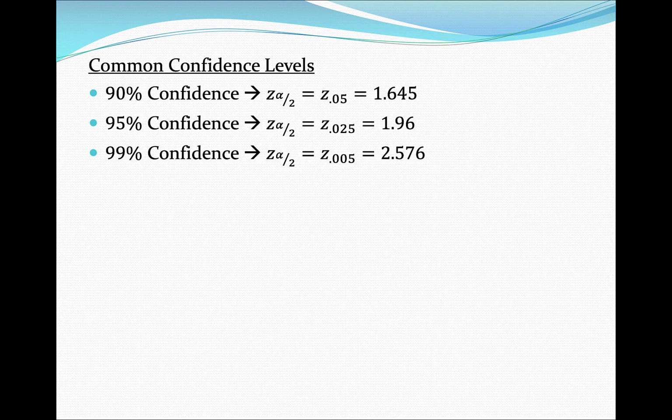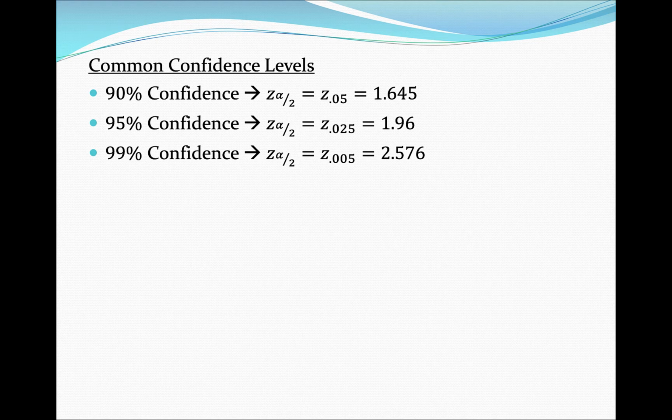Alpha in a confidence interval is basically the probability that you're wrong. So in a 90% confidence interval, there's a 10% chance you're wrong. So alpha is 10% or 0.1. In a 95% confidence interval, alpha is 5%. And in a 99% confidence interval, alpha is 1%.